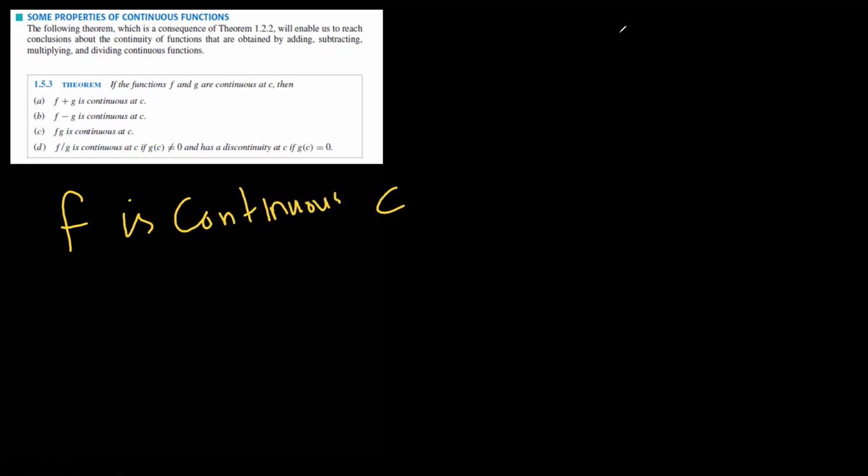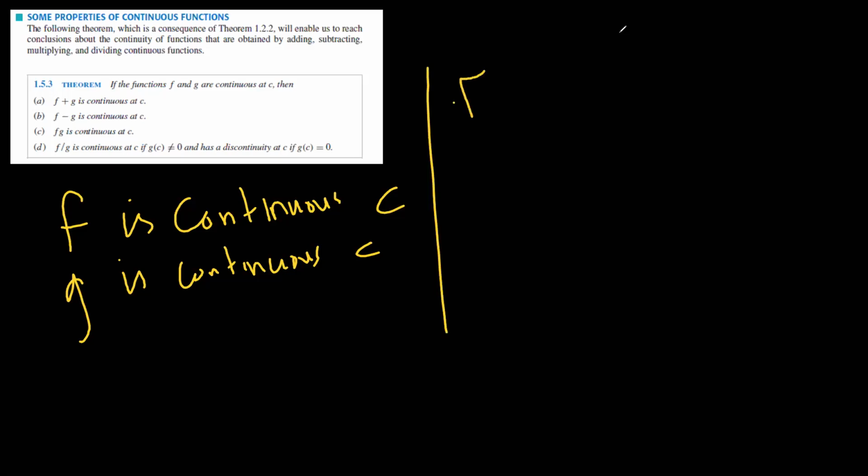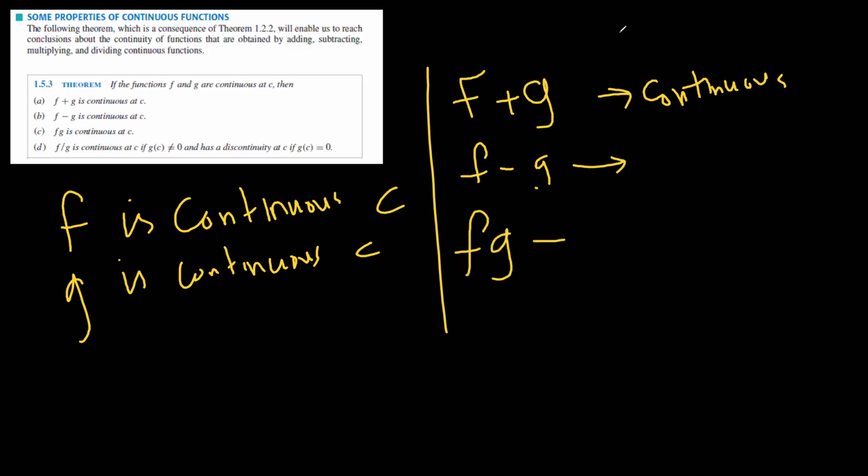So if the functions f and g are continuous at c, it must be at the same point c, I can say that if I add them, it will be continuous. So if f is continuous at c, and g is continuous also at c, if both of them are continuous, then if I add them, the answer will be continuous. If I subtract them, it will be continuous at c. If I multiply them, it will be continuous at c. And if I divide them, it will be continuous at c.